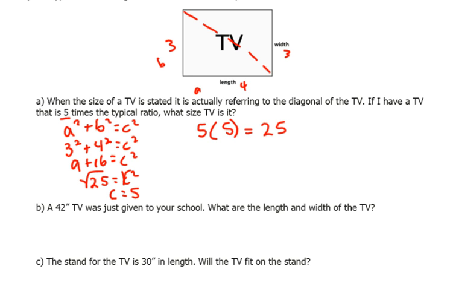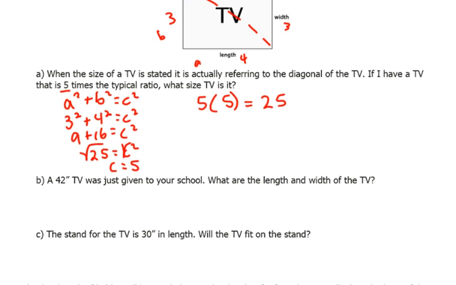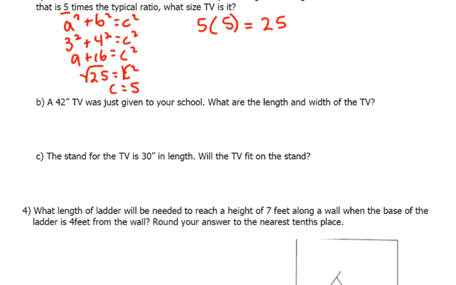A 42-inch TV was just given to your school. What are the length and width of the TV? So B is a little different. We know that the ratio of the sides are 3 to 4. So here's my, I'm going to redraw it so I don't have to keep flipping up there. We know that this is 42. And this is 3 to 4, the ratio, but I don't know how big it is. So we call it x.